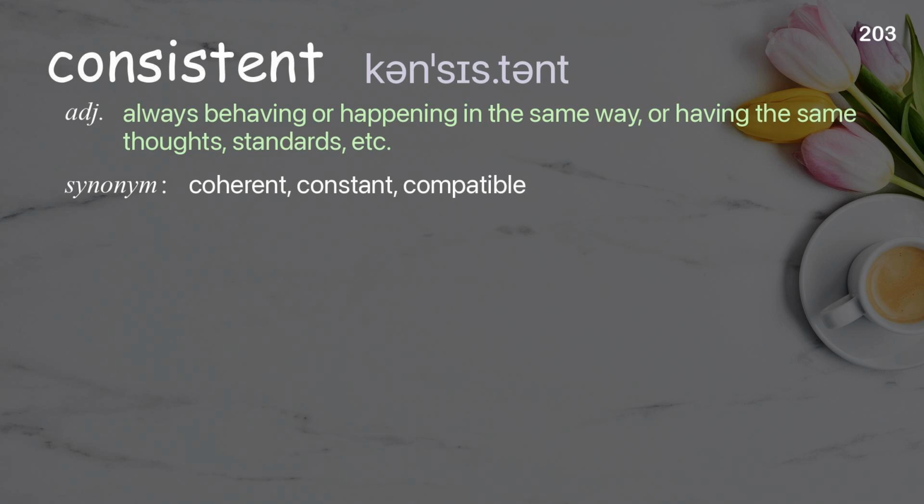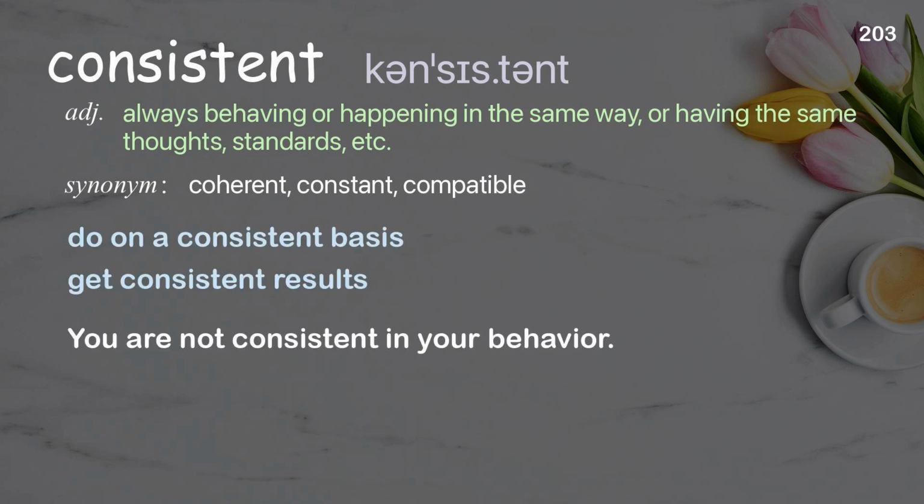Consistent. Always behaving or happening in the same way, or having the same thoughts, standards, etc. Examples: do on a consistent basis. Get consistent results. You are not consistent in your behavior.